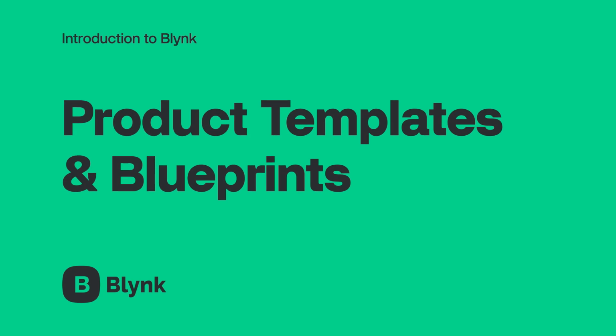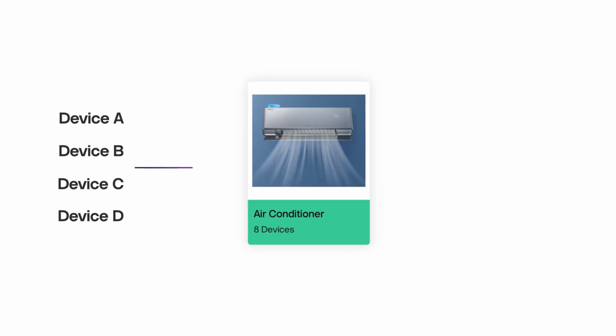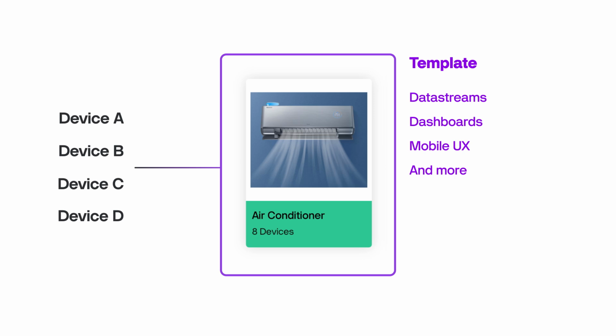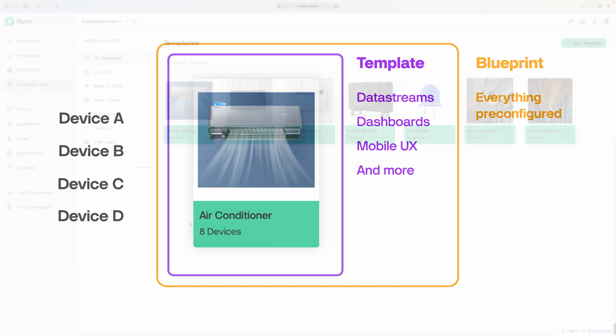Setting up IoT devices can get repetitive, especially when you're managing more than a few of the same type. In this walkthrough, we'll show you two tools inside Blynk that can make your life easier: product templates and blueprints. Product templates help you standardize how devices behave. Blueprints help you skip the setup entirely. Let's start with product templates.